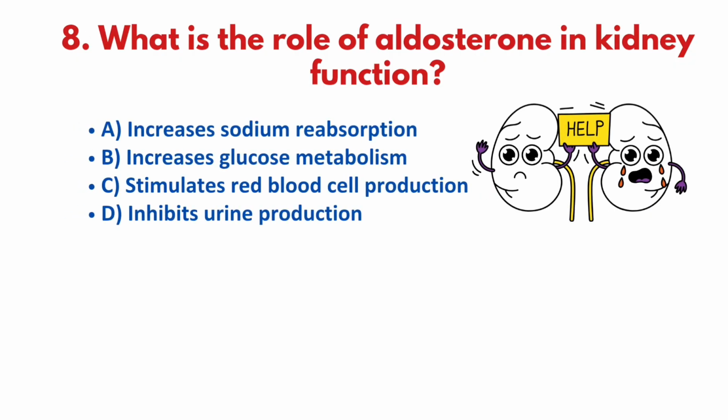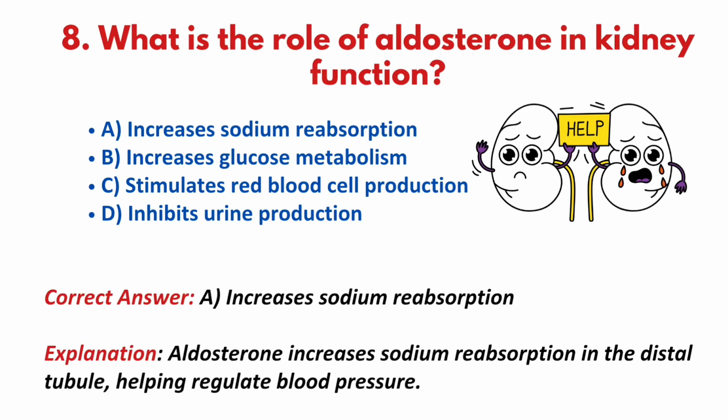What is the role of aldosterone in kidney function? Options are increases sodium reabsorption, increases glucose metabolism, stimulate the RBC production, and inhibit the urine production. And the correct answer is option A, increases sodium reabsorption. Aldosterone increases the sodium reabsorption in the distal tubules, helping to regulate the blood pressure.